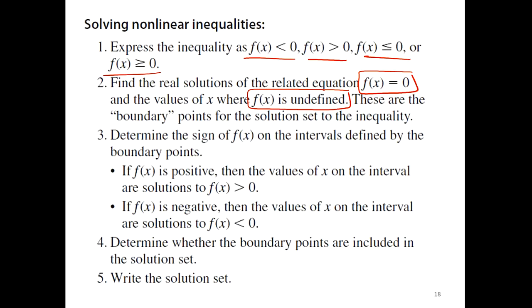f of x equals 0 comes from the numerator equal to 0, and f of x undefined comes from finding the zeros of the denominator. After that, we need to determine the intervals of f of x, the sign of the intervals, positive, negative, positive, negative, on the real line. If we have f of x greater than 0, we determine the positive intervals, and if we have f of x less than 0, we determine the negative intervals. After that, we can determine the solution set.